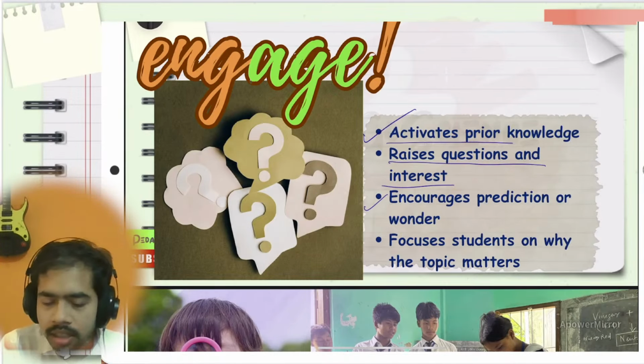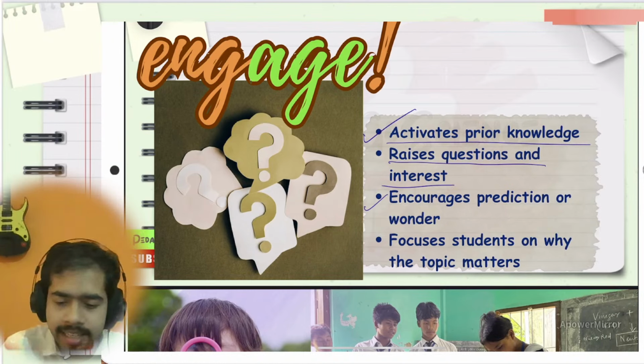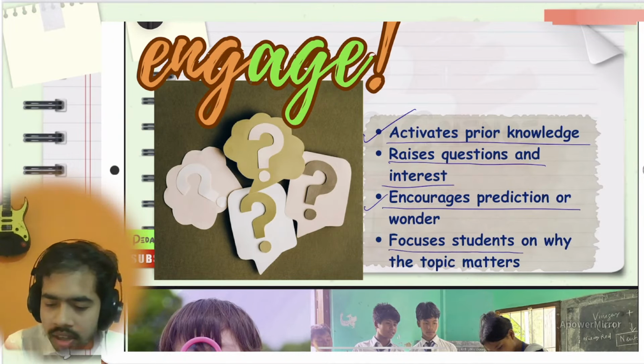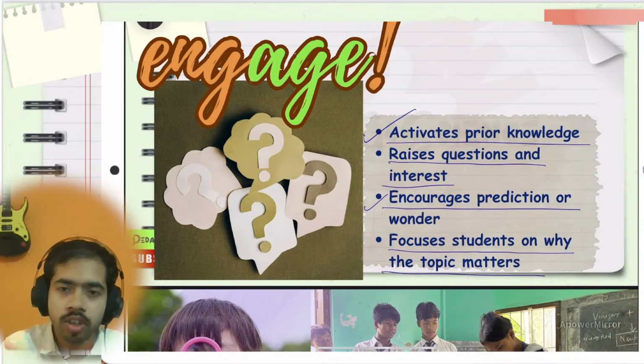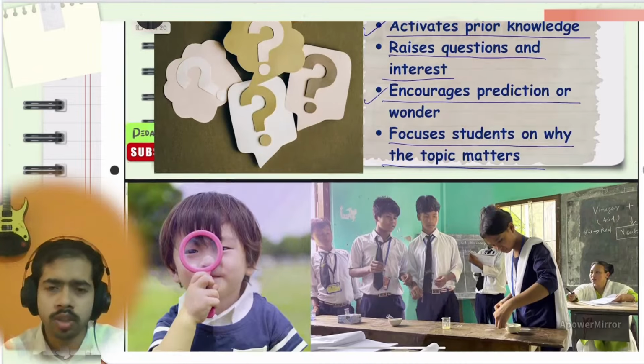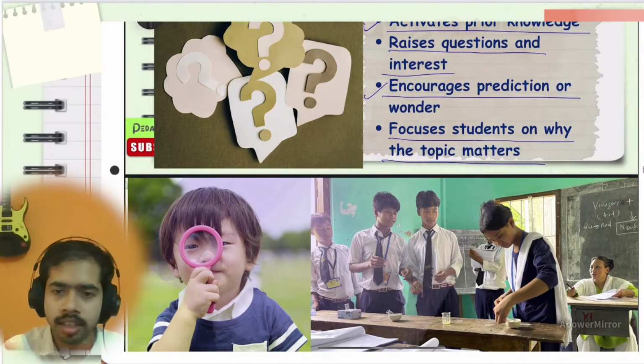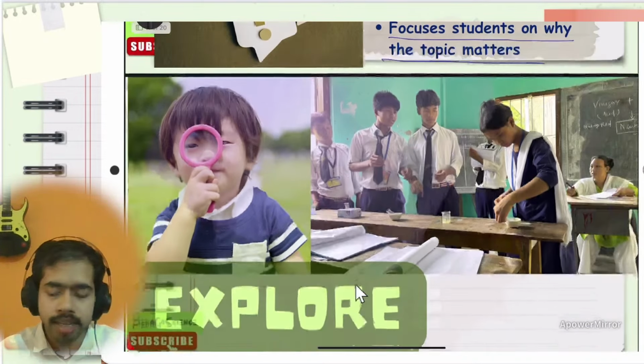So activities to create interest, then encourage, then focus students on why the topic matters. So they should know why this is to learn. Why should we learn this? So if we are able to create the interest of learning the topic, the learning will be automated.